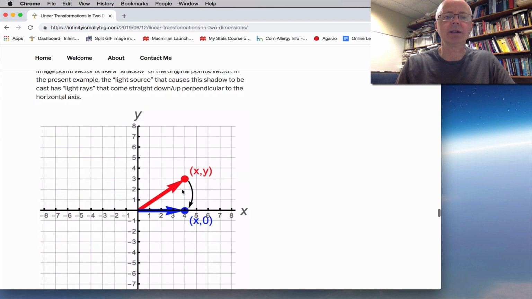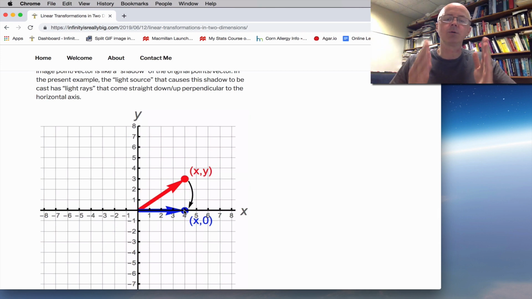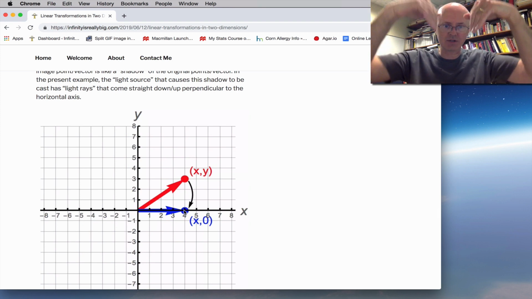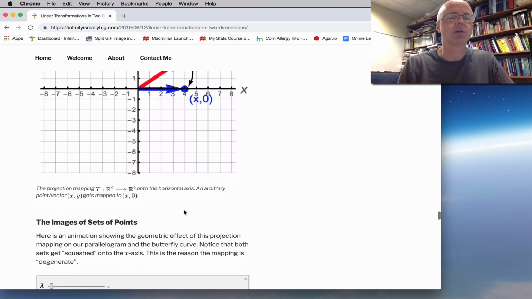So this point here is starting above the x-axis. It gets mapped downward onto the x-axis. If the point were below the x-axis, it would get mapped upward onto the x-axis. It's called a projection because it's like you have light rays, say, coming straight down and straight up, and the blue dot or arrow is the shadow of the red dot or arrow when you've got these light rays either coming straight down or straight up toward the x-axis. That's why it's called a projection.